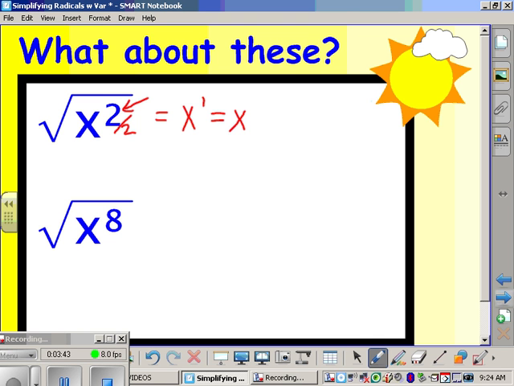If you look at the second example, the square root of x to the 8th, again, just divide it by 2. So the square root of x to the 8th equals x to the 4th. This is because x to the 4th times x to the 4th equals x to the 8th. Recalling that square root means find the number, in this case the variable, times itself. That gives you the number or variable under the radical.